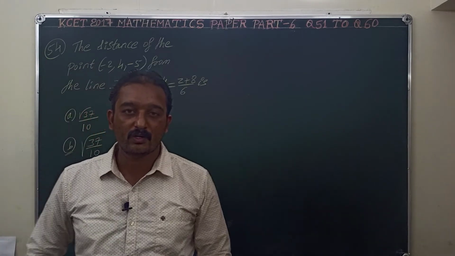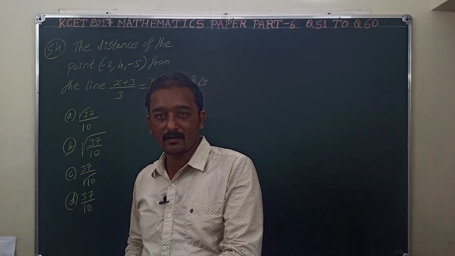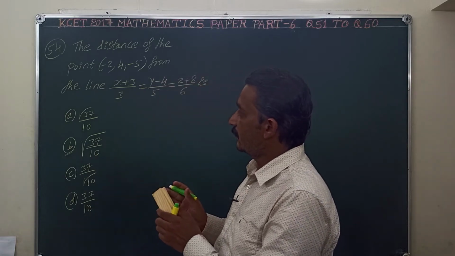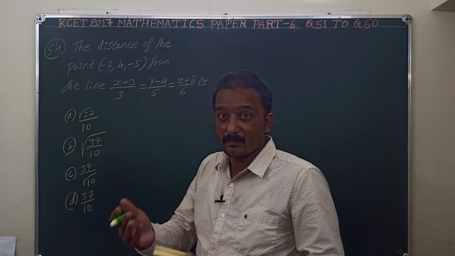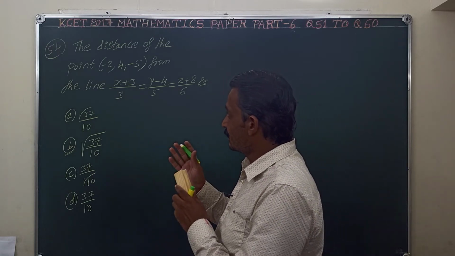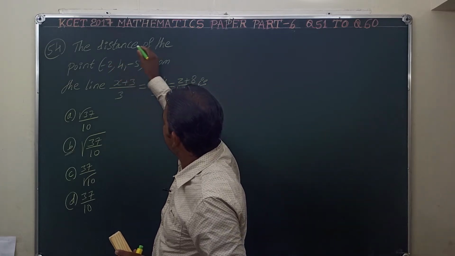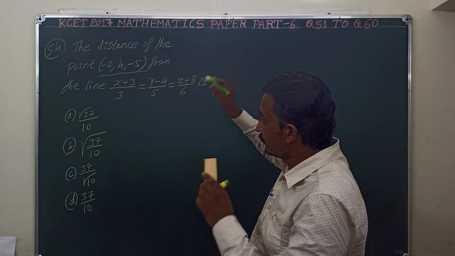So now let us move on to the next question, question number 54. Once again this question, based on the chapter 3D, belongs to the second year. Here we have to find the distance of a point from a line, not a point from a plane. So this is an extraordinary problem. The distance of the point minus 2, 4, minus 5 from the line.